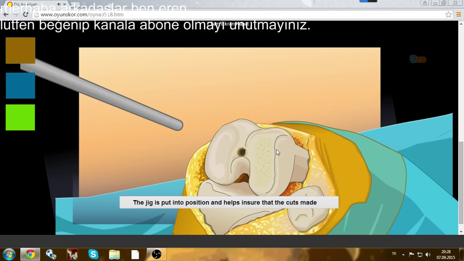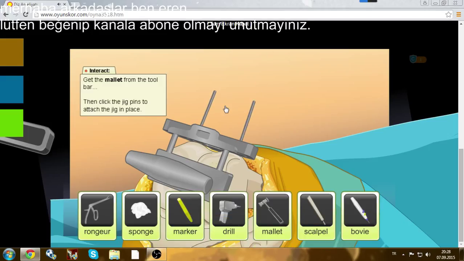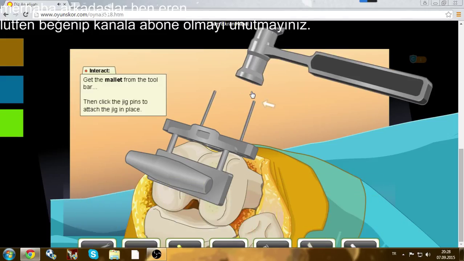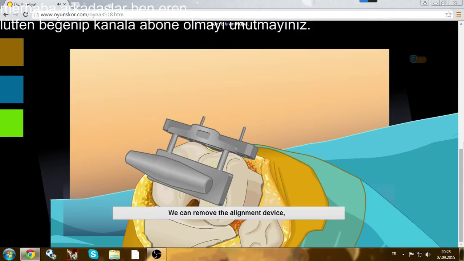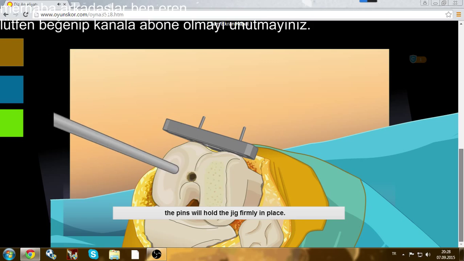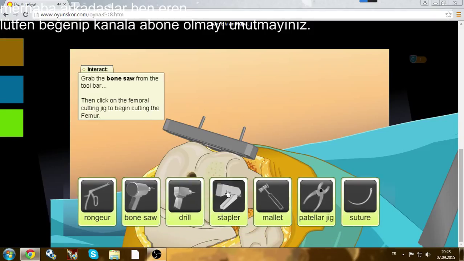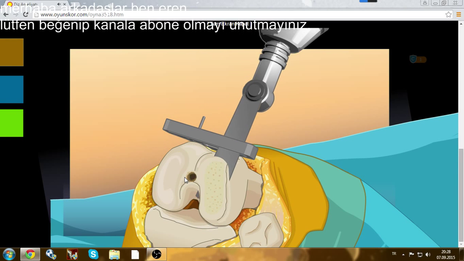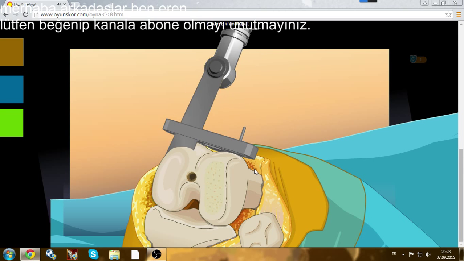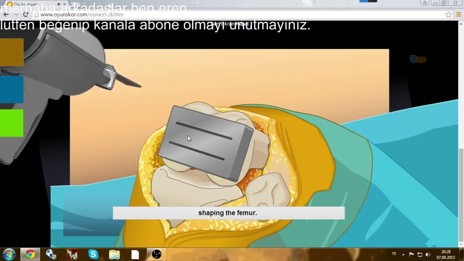The jig is put into position and helps ensure that the cuts made to the bone are exactly what are needed. Now hammer in the pins to hold the jig. We can now remove the alignment device. The pins will hold the jig firmly in place. Now for some real bone shaping. Use the bone saw to cut the bone so it is prepared for the new femoral component. Another cutting jig, along with the bone saw, allows us to finish shaping the femur.